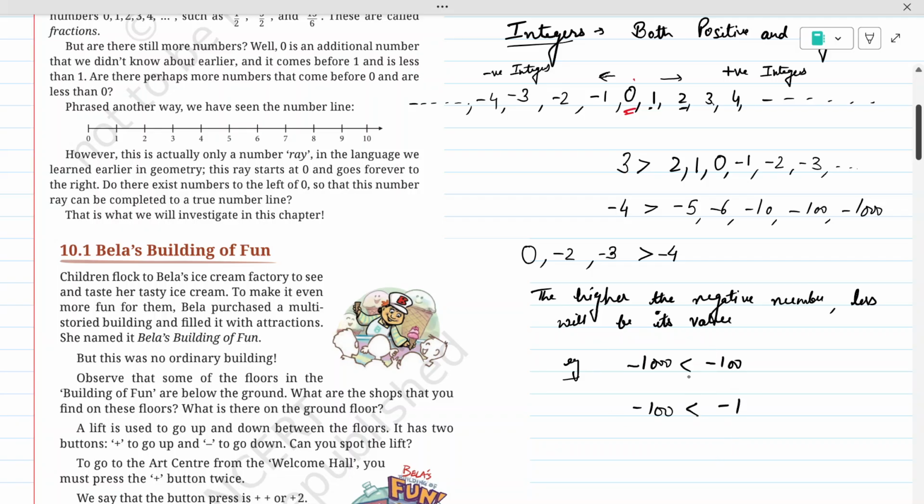So as we move toward the more negative side, that is higher numbers here, the value of the number goes on decreasing. And as we move toward the right hand side of the 0, the value of the number goes on increasing. These are very important points which you should always remember. So this is about the integers.